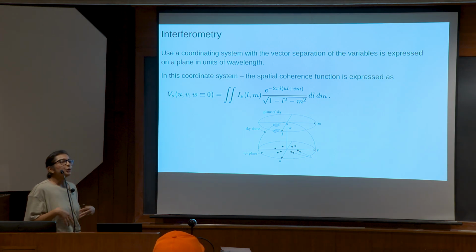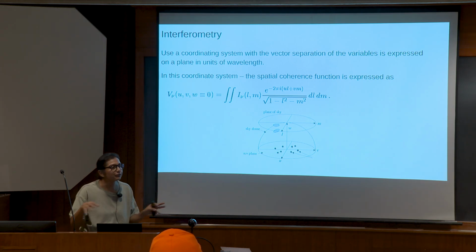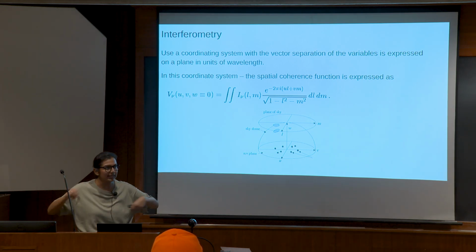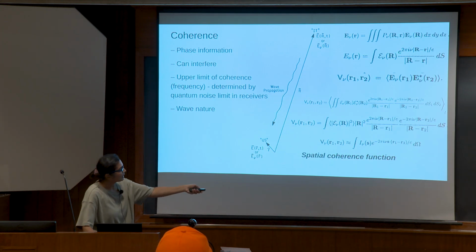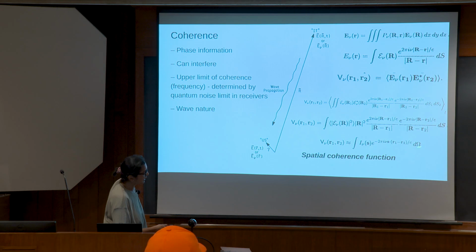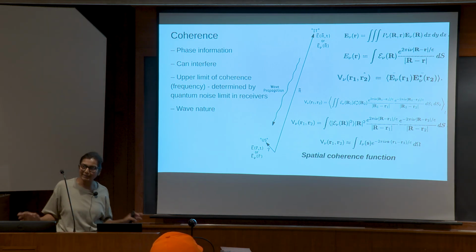So now how do I implement this in practice? I can put a bunch of telescopes, scatter them across some area, and the separation, this R1 minus R2, if I divide it by lambda, the wavelength at which I am observing, that is called a baseline.